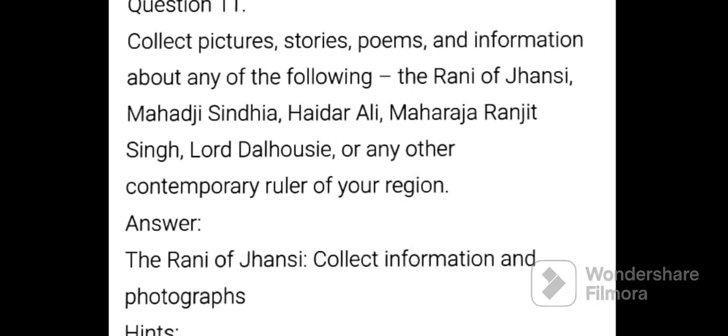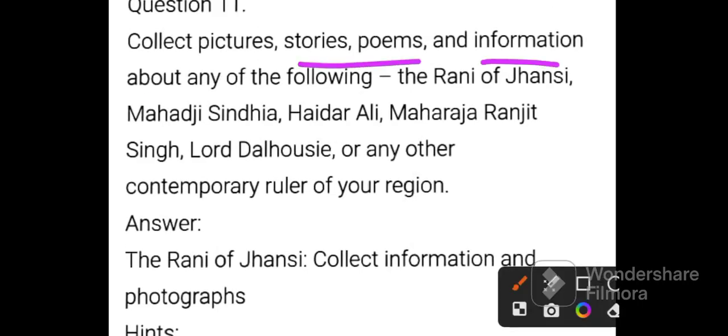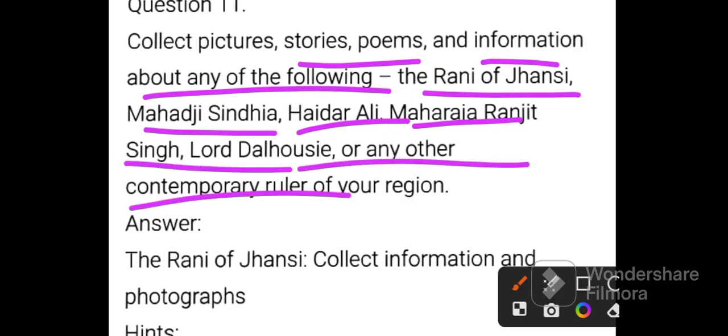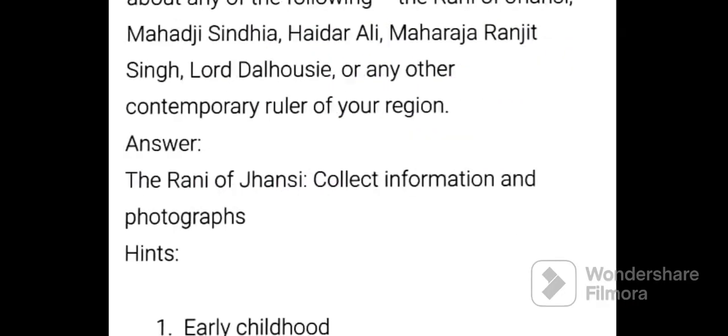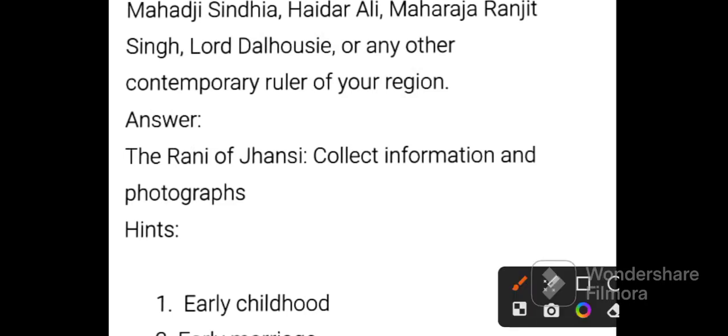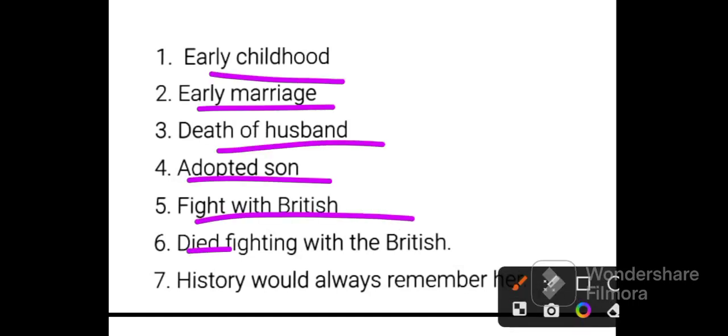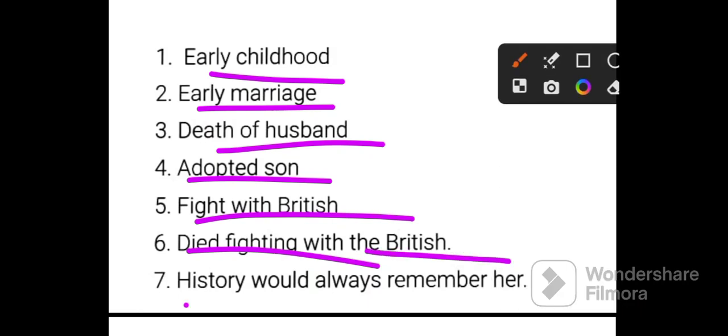Now question 11. Collect pictures, stories, poems and information about any of the following: the Rani of Jhansi, Mahadaji, Hyder Ali, Maharaja Ranjit Singh, Lord Dalhousie or any other contemporary rulers. For Rani of Jhansi, collect information and photographs. Hint: early childhood, early marriage, death of the husband, adopted son, fight with the British. History will always remember her.